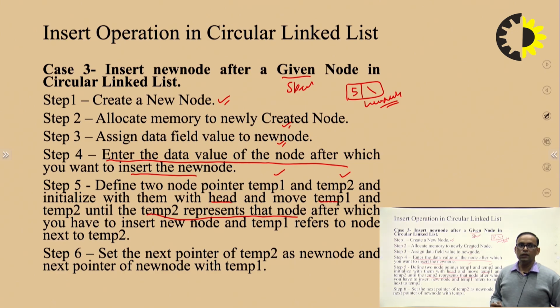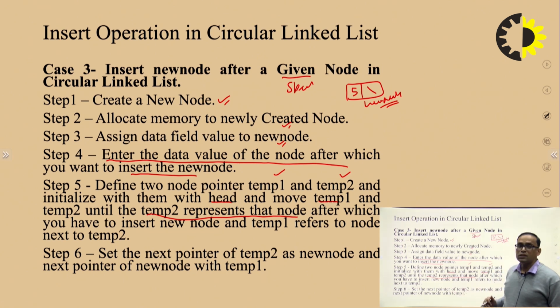circular linked list. For inserting a new node, there are basically three scenarios. First, insertion at the beginning; second, insertion at the end; and third, insertion after a given node in a circular linked list. Okay. There may be a fourth case also, insertion before a specific node or before a given node, but that is similar to case 3. There is no more difference.